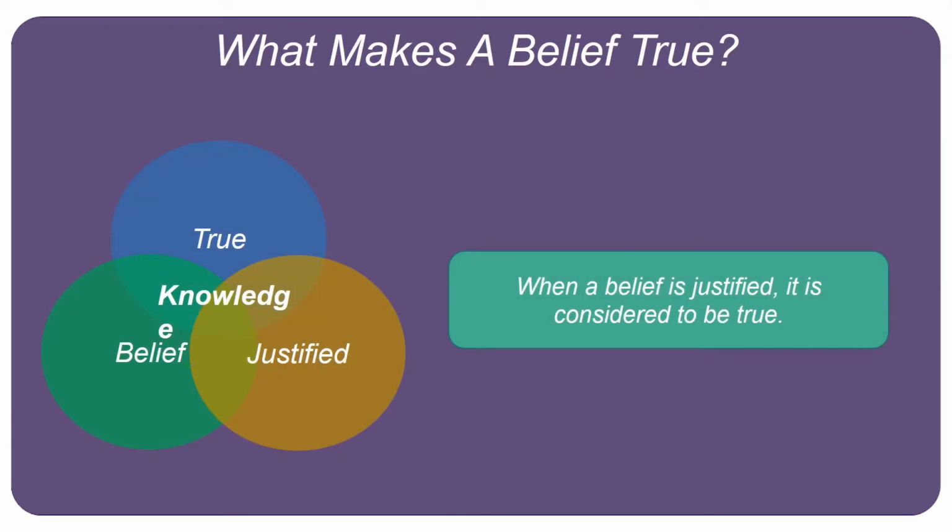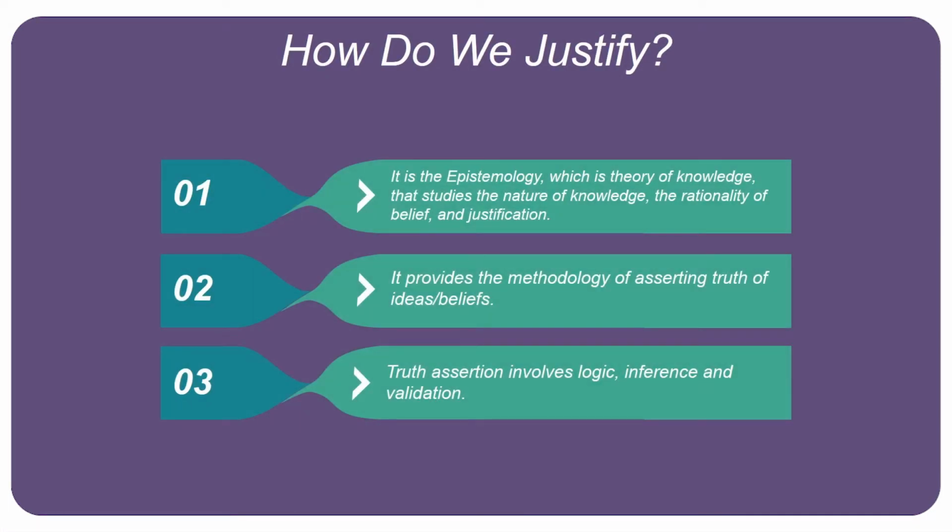Now, what makes a belief true? When a belief is justified, it is considered to be true. How do we justify a belief? It is epistemology, which is a theory of knowledge that studies the nature of knowledge, rationality of the belief, and the justification. It provides the methodology of asserting the truth of ideas or beliefs. Truth assertion involves logic, inference, and validation.